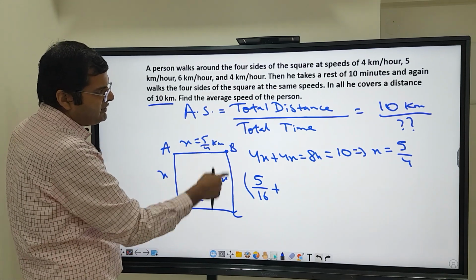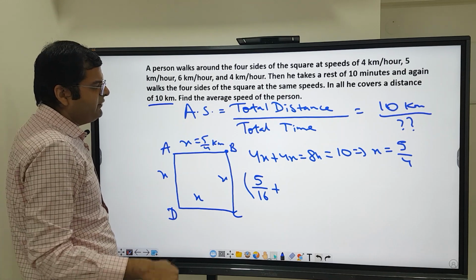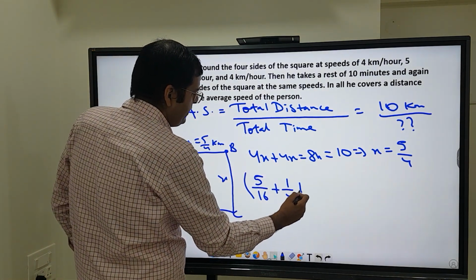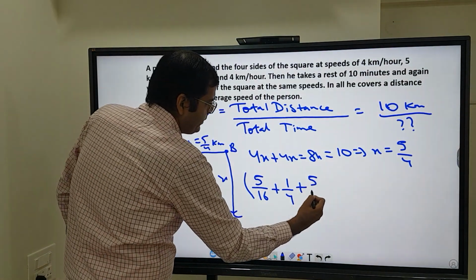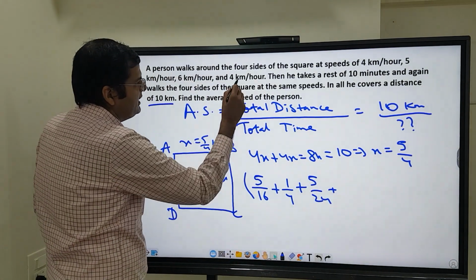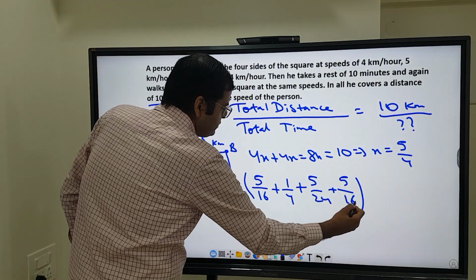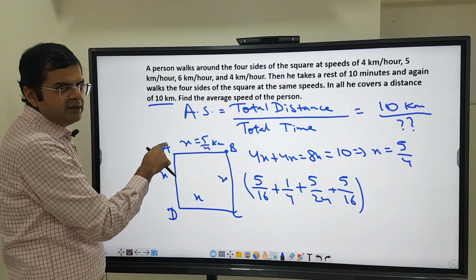Then let's say BC is travelled at 5 km per hour. That will be 5 by 4 divided by 5, that will be 1 by 4. Plus the next is 5 by 4 divided by 6, that is 5 by 24. And similarly the last one at 4 km per hour will be 5 by 16. So this is the time taken to cover one complete square.